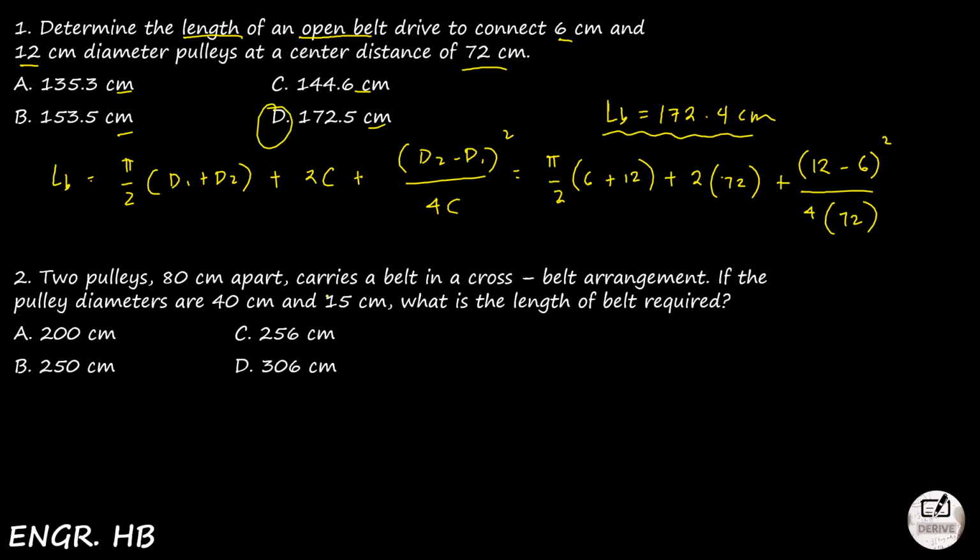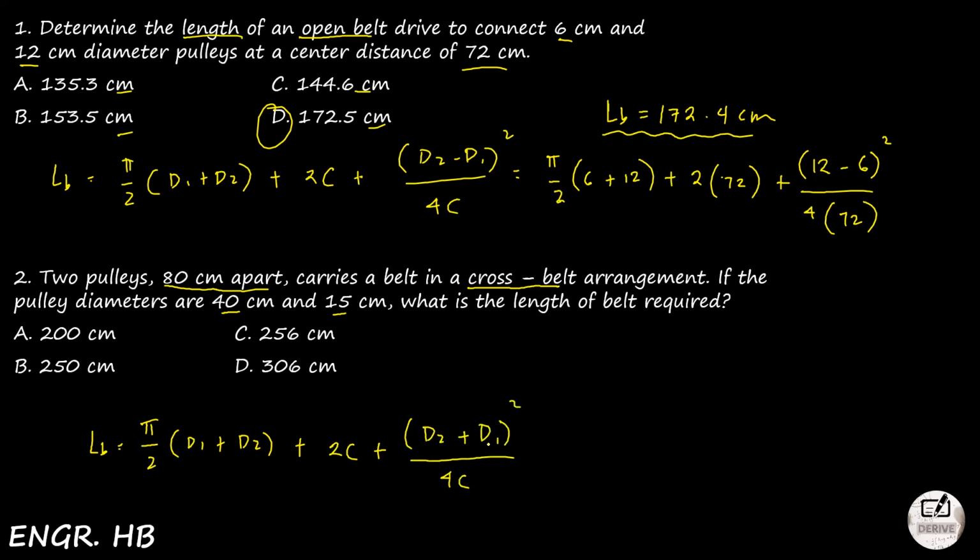So sa second question, two pulleys 80 centimeter apart. So that was the center distance, carries a belt in a cross belt, sabi, arrangement. If the pulley diameters are 40 and 15 centimeters, what is the length of the belt required? As I said earlier, if you memorize the length of belt of the open, so madali na sa close. So magiging formula of the close is pi over 2 again times D1 plus D2 plus twice ng center distance plus ito ay magiging sum na, not difference.